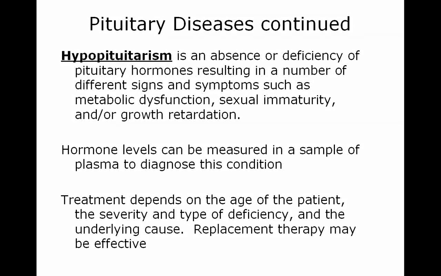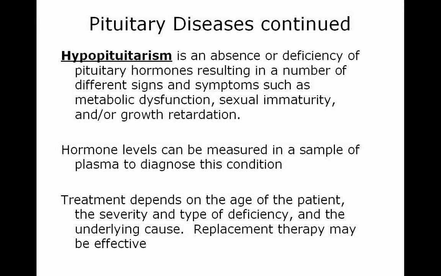Okay, at the other end of the scale we see hypopituitarism, which is a decrease in the amount of pituitary hormones, absence or deficiency of pituitary hormones. Now, there are going to be a number of different signs and symptoms because of hypopituitarism. Everything from metabolic dysfunction, which would be from the underproduction of thyroid stimulating hormone and the adrenocorticotropic hormone, sexual immaturity because of the underproduction of the gonadotropic hormones, growth retardation because of the underproduction of the growth hormones. Of course, hormone levels, like I've said before, can be measured in a sample of blood, or in this case in a sample of plasma.